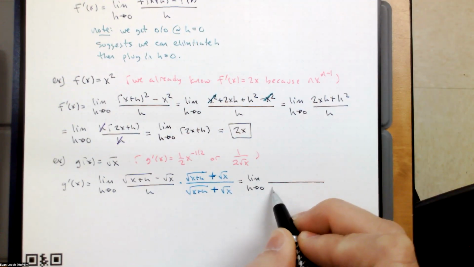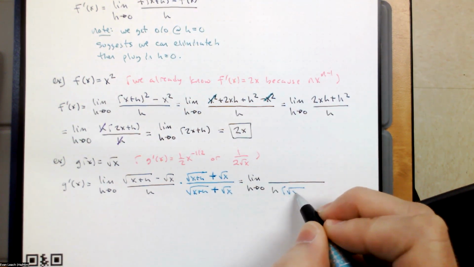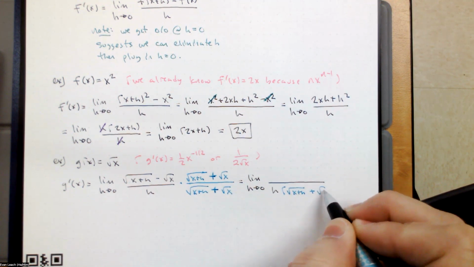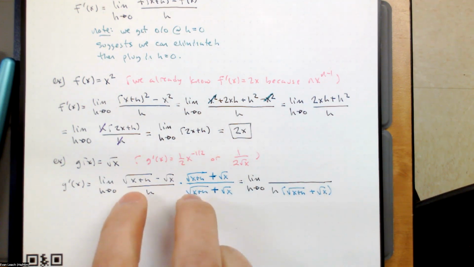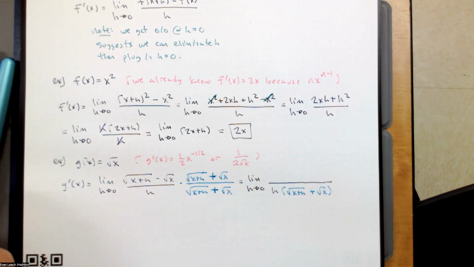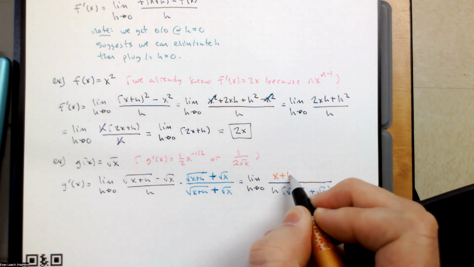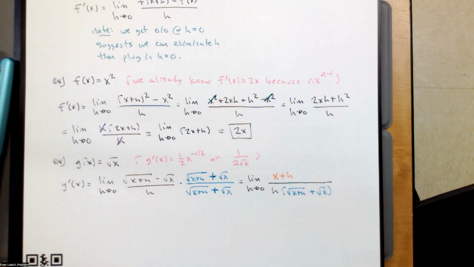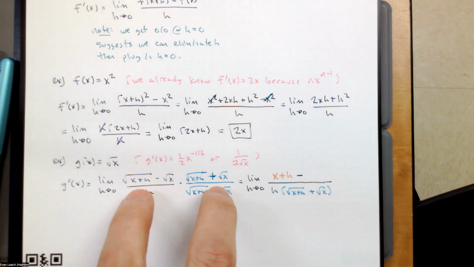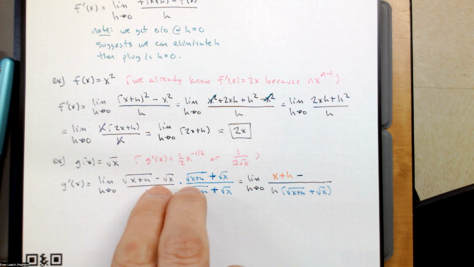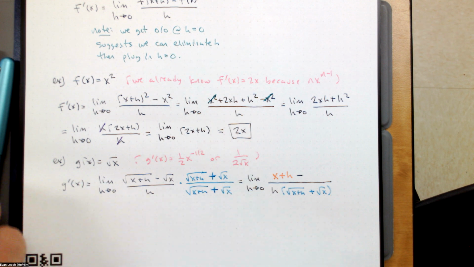In the denominator, I still have this h, and we're multiplying by this square root of x plus h plus the square root of x. In the numerator, I've got the square root of x plus h times the square root of x plus h. That's just going to give us an x plus h. It's the difference of squares. So I'm going to have minus, the 2 in the middle will be plus root x plus h, and minus root x plus h. Those cancel out. And I have minus root x times plus root x. So I'm going to have minus an x.